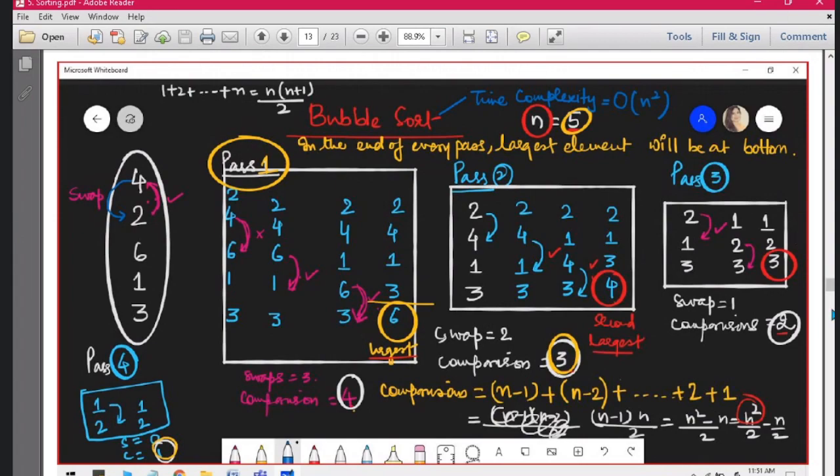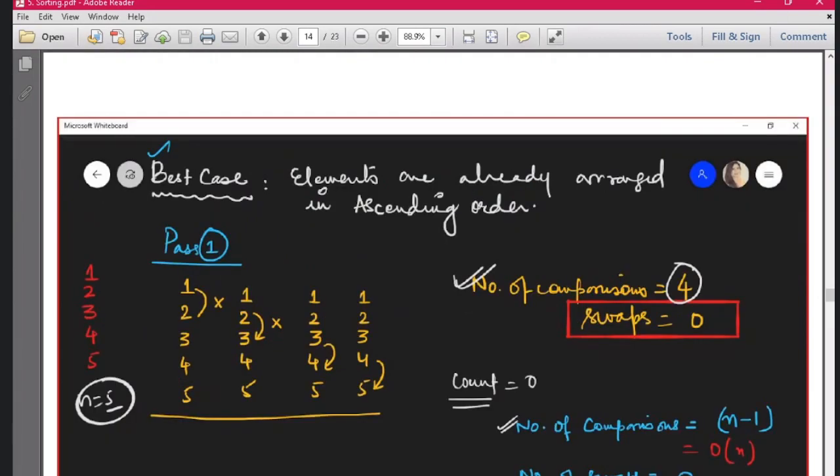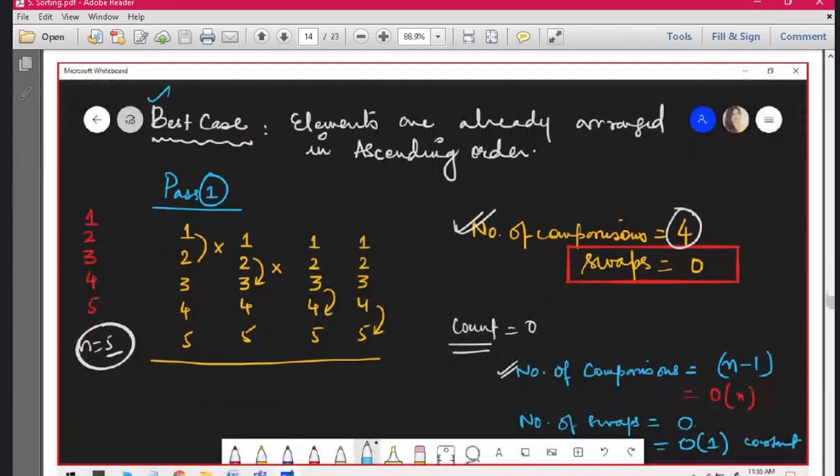Now let's discuss the best case and worst case of bubble sort. Now let's understand the best case. So the best case is when the elements are already arranged in ascending order. So if this question also comes, let's say if I am asking you in the exam, what is the best case of bubble sort? So in that case, don't simply write that the elements should be in ascending order. Rather, you should also explain the example.